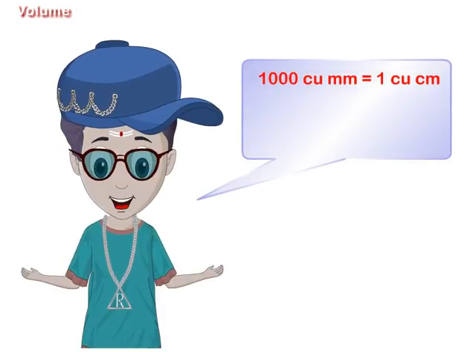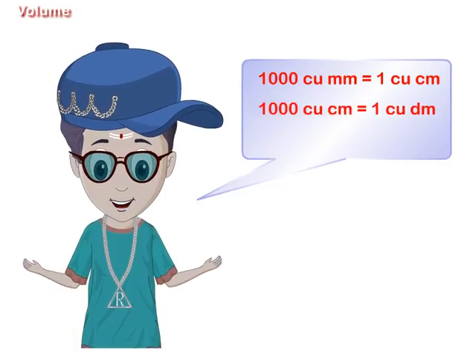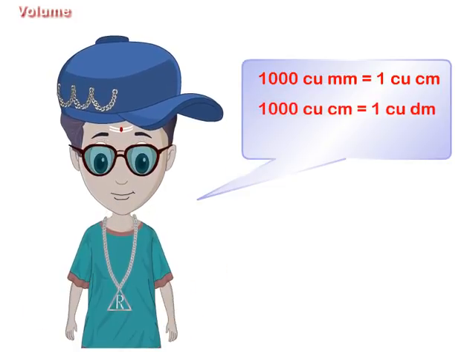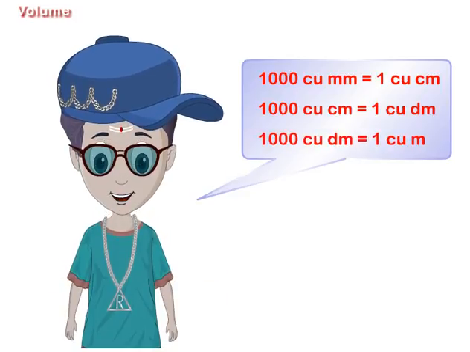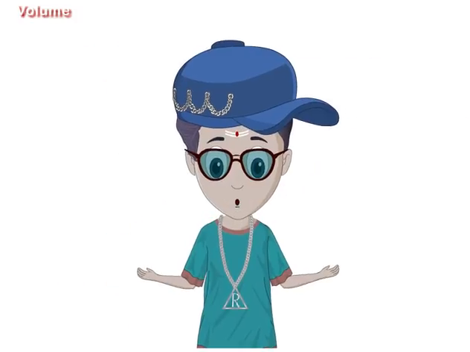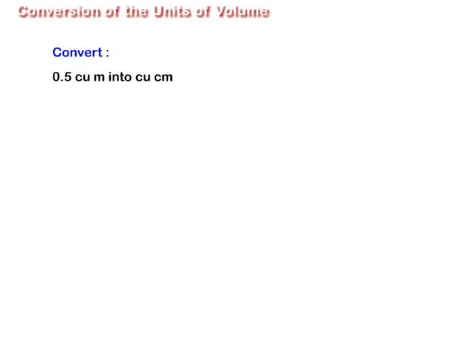Let us learn the measures of volume. 1000 cubic millimeters is equal to 1 cubic centimeter. 1000 cubic centimeters is equal to 1 cubic decimeter. 1000 cubic decimeters is equal to 1 cubic meter. With the help of this conversion table, we can convert smaller to bigger units of volume and vice versa. Let us convert 0.5 cubic meter into cubic centimeters and 7500 cubic millimeters into cubic centimeters.